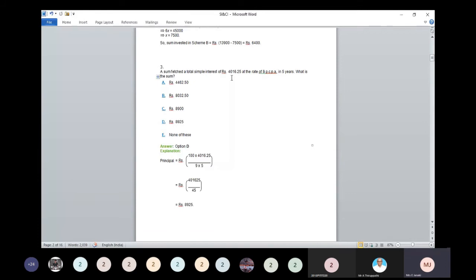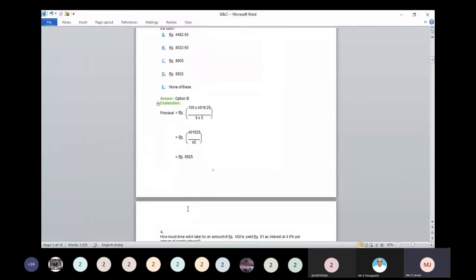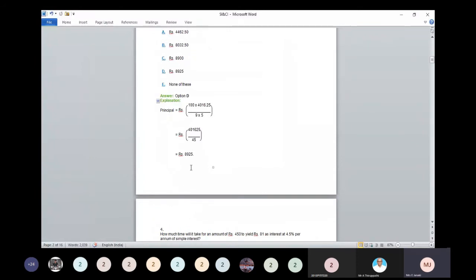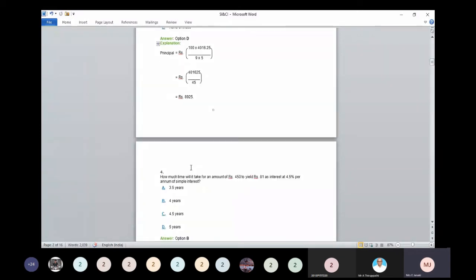So what is R? R denotes the rate of interest. So the rate of interest is 9%. That 100 is already written in the numerator. So 9, and the period is 5 years, so T is equal to 5. Now you simplify this result. You'll be getting the principal amount. The principal amount is 8,925. Then next, is it clear?